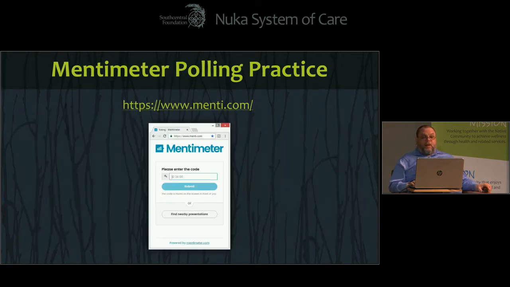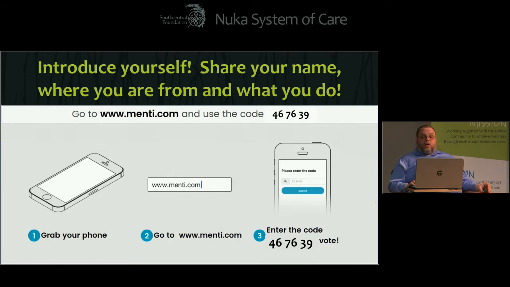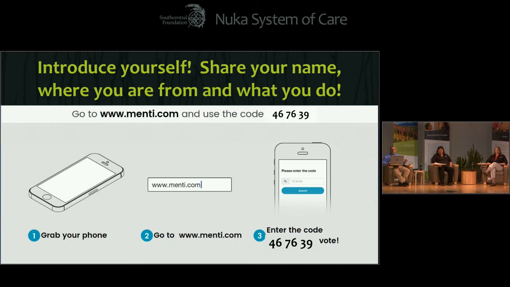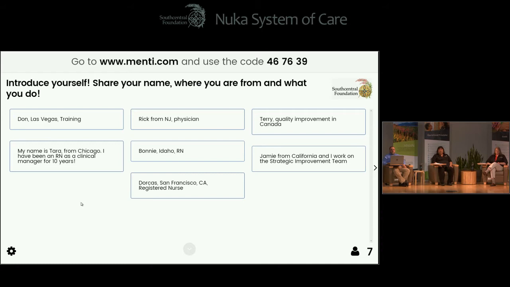Another tool that we really like using, because it gives us a chance to get instant feedback from our participants, is something called Mentimeter. Mentimeter is a polling site that allows you to respond to polling questions, and we can get real-time input from all of our participants around the world. If you go to www.menti.com and enter the code 467639, it'll take you to the polling site for this webinar. What we'd like you to do is take a couple of moments right now and practice that. You can use it on your mobile phone, which works really easily, or on your computer. Either way, go to menti.com, use the code 467639, and tell us who you are, where you're from, and what you do.